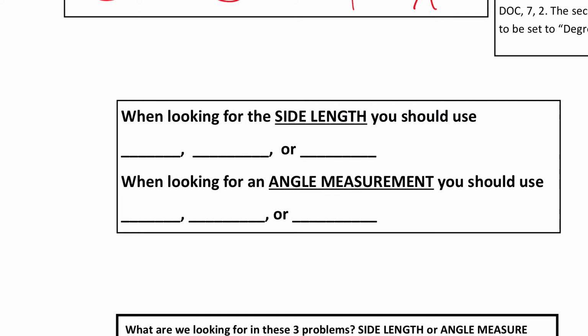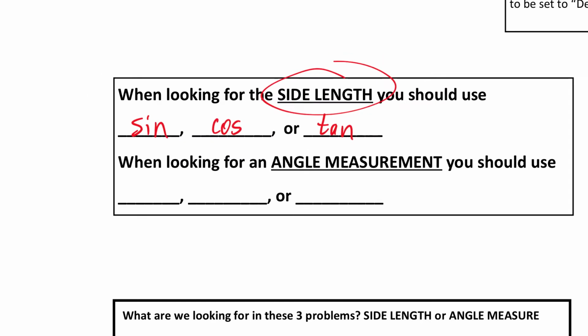All right, when you're looking for side length, you're going to use the regular sine, cosine, tangent function. When you're looking for the angle measurement, you're going to use the sine inverse, cosine inverse, and tangent inverse function.